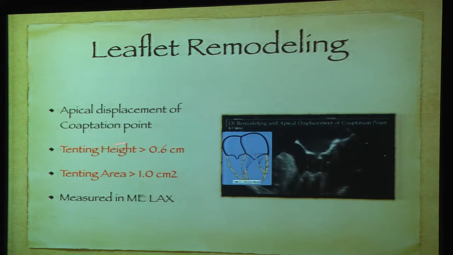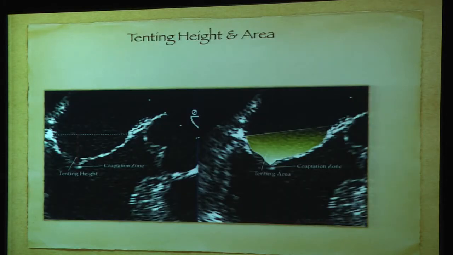So what do we look for? We look for tenting height, and I'm going to show you a picture in the next slide here, and tenting area. Numbers beyond 0.6 centimeter of tenting height and a tenting area more than 1 square centimeter tell you leaflet remodeling has reached a phase where it may not be the best repair, okay? It may be challenging. That's what it's telling you. This is how you measure it. This is a long axis view at end systole. You can put your little calipers right there at the mitral valve annulus, the hinge point, do a quick annular height and just draw it out, and that gives you a tenting area. This is how you do the tenting height and the tenting area.